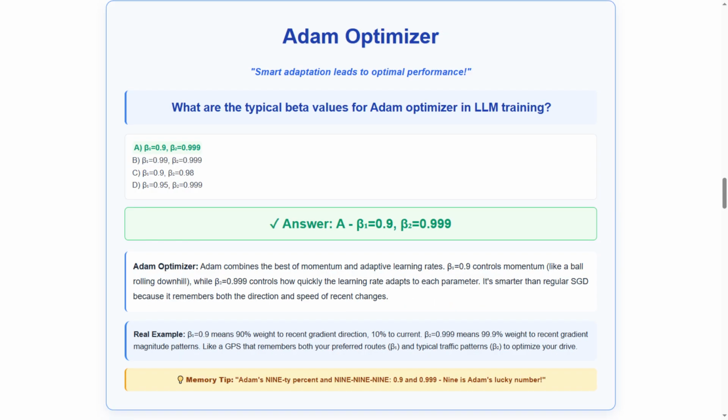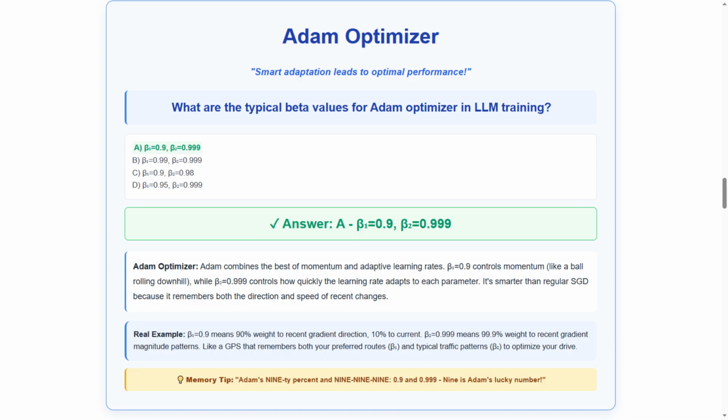What are the typical beta values for the Adam optimizer in LLM training? A. Beta1 equals 0.9, Beta2 equals 0.999. B. Beta1 equals 0.99, Beta2 equals 0.999. C. Beta1 equals 0.9, Beta2 equals 0.98. Or D. Beta1 equals 0.95, Beta2 equals 0.999. The answer is A. Beta1 equals 0.9, Beta2 equals 0.999.